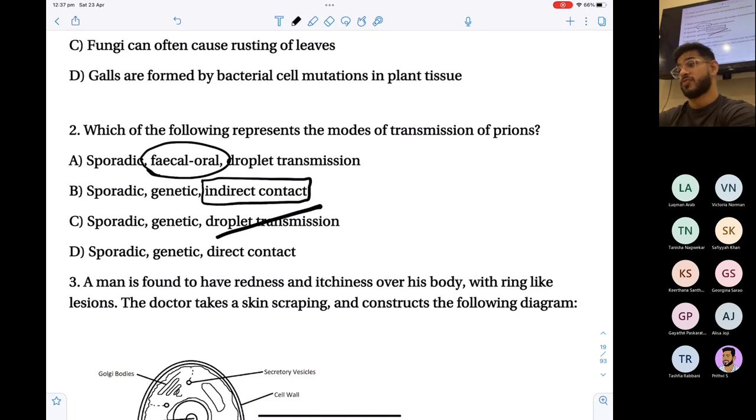So infected food is, for example, cannibalism, right? Eating infected prion sheep. Why do we not call that fecal oral? After digestion, it's caused by the body.